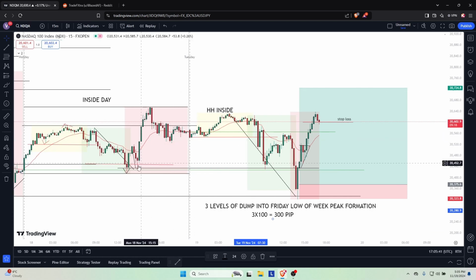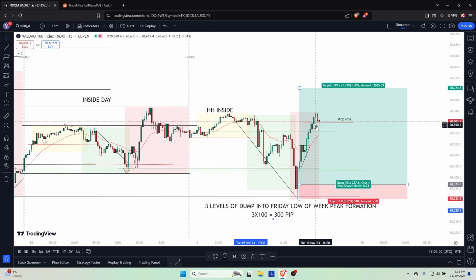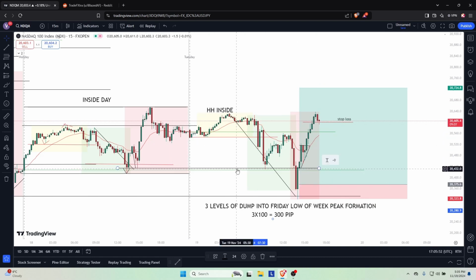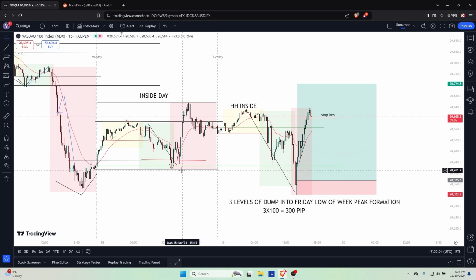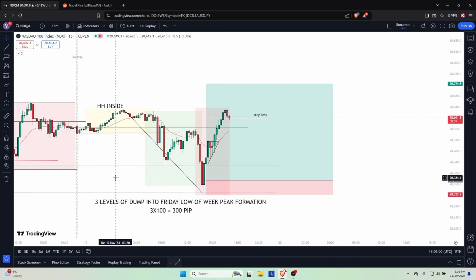So Monday was our opening range, and the peak formation high and low. One of these two extremes might hold across the week, but Tuesday, day two, the initial balance will typically expand the range. And as you can see, this was the low of Monday. So we've expanded the range, but we've traded into Friday's peak formation low.